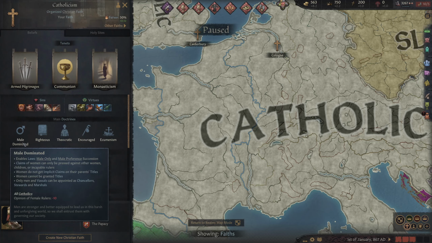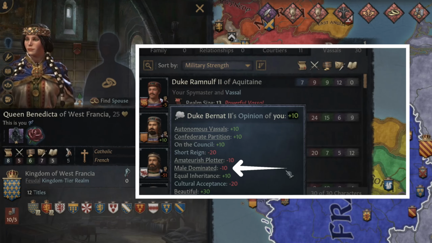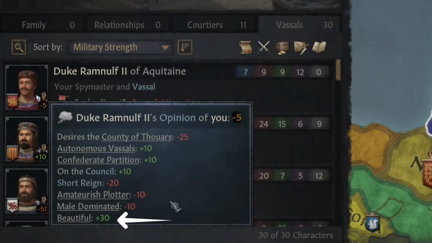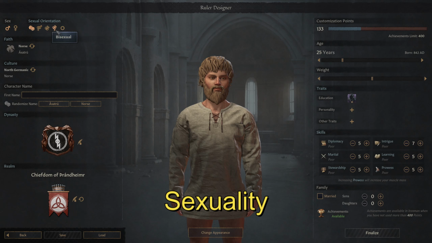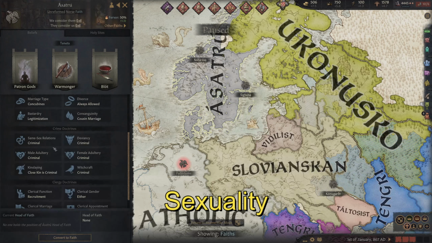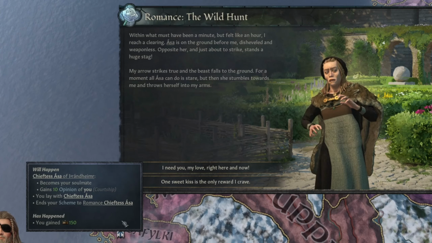With default gender rules, most realms are male dominated, so a female ruler gets a -10 opinion. However, attraction opinion, like the beautiful trait, can counteract that penalty until they are 50 years old. Heterosexual or bisexual is usually the most optimal, since most faiths will shun or criminalize homosexuality. Also, since most characters are hetero, you have a bigger pool of candidates to seduce or romance from, and having a lover or soulmate can give prestige or special events with buffs.